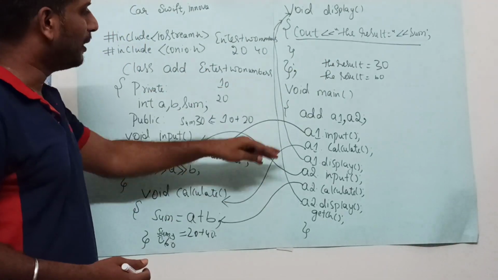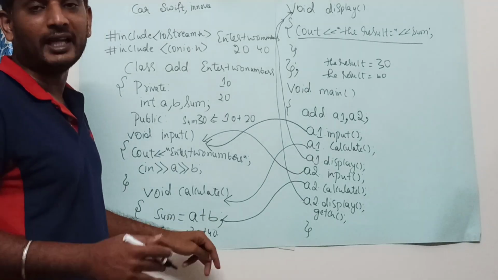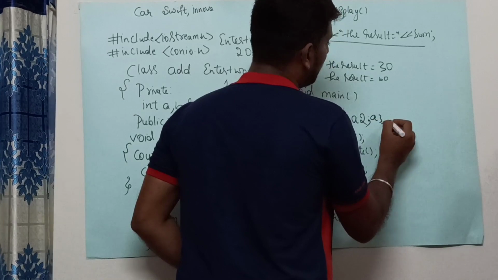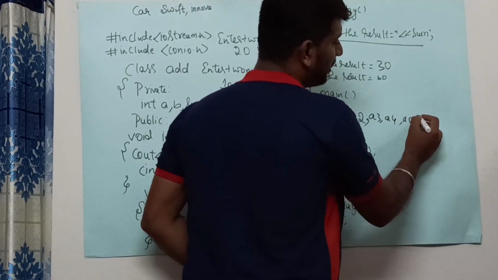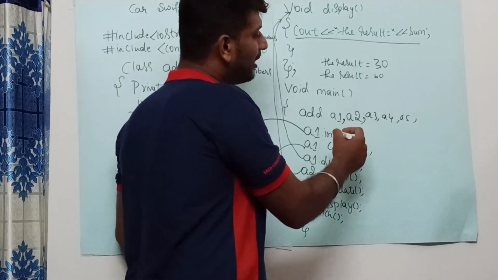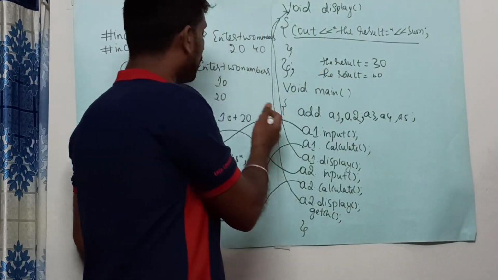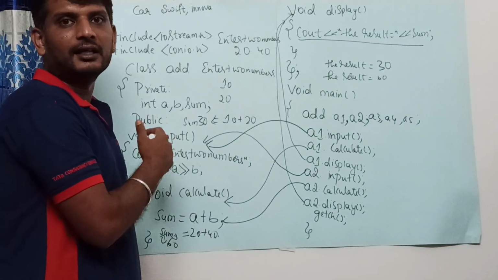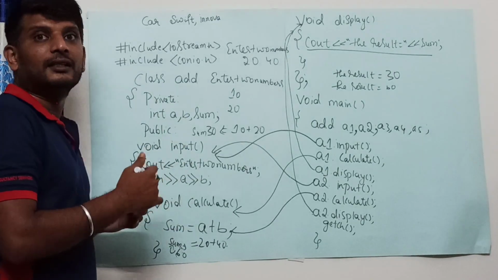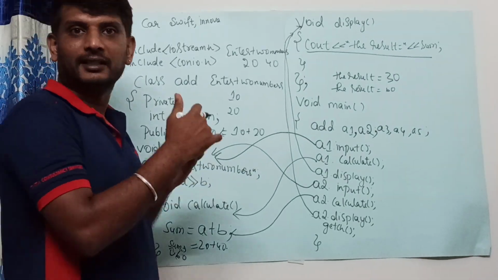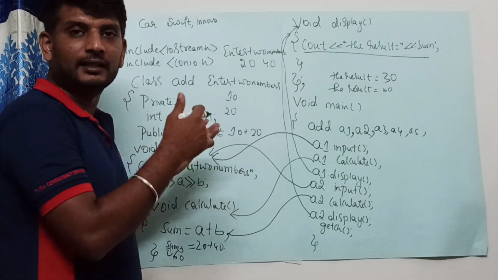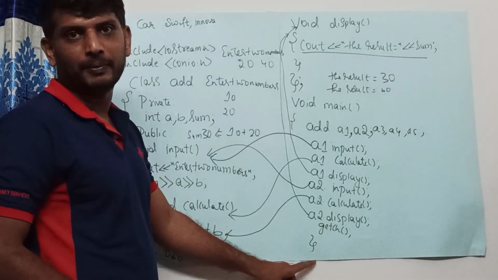You can call these three functions any number of times by creating multiple objects like A3, A4, A5, like this. You can create any number of objects for a single class, and by making use of multiple objects you can call all the functions that are present in the class. This is how exactly you can create multiple objects for a single class, and then you can call all the functions present in the class by making use of the multiple objects.